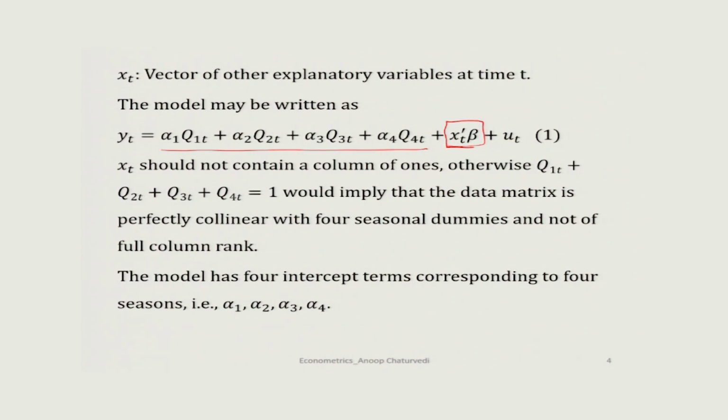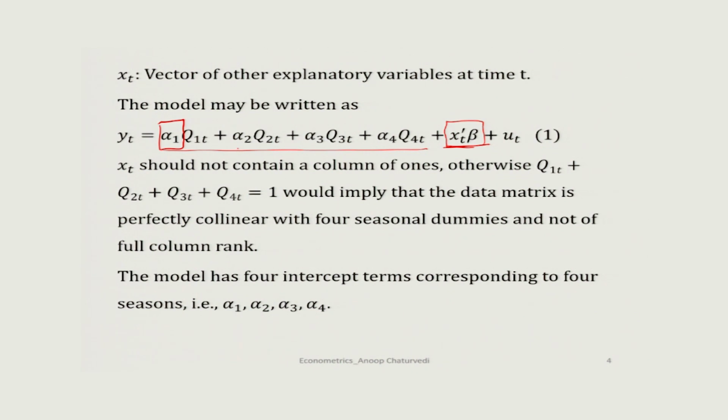So, if we define different dummy variables like this, say we incorporate Q1, Q2, Q3, Q4 in our model, then we should not include the intercept term here in XT. In fact, if you look at the model, it has four intercept terms corresponding to four seasons. Or you can say that for the first quarter, the mean level, the intercept term is alpha 1.